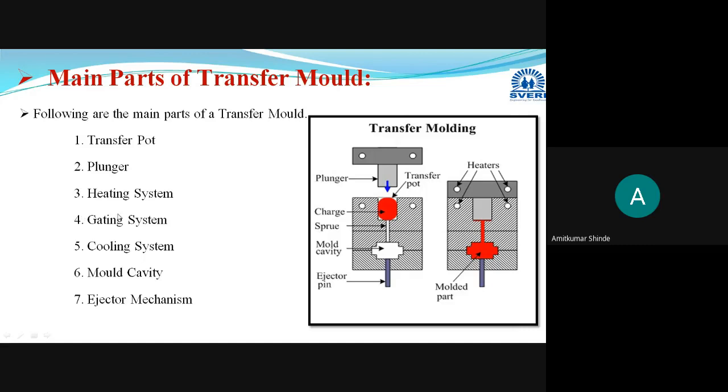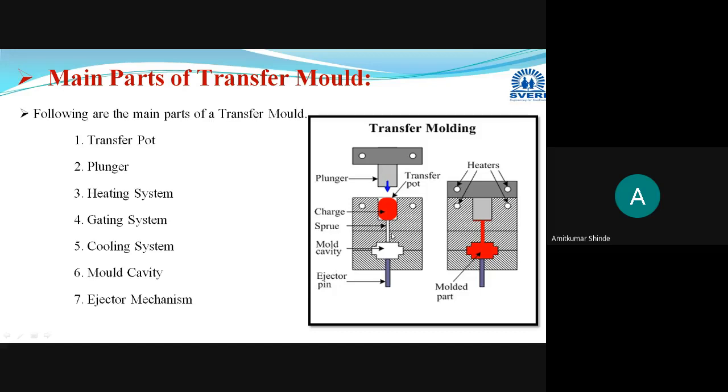Then the next part of the transfer mold is the gating system. The function of the gating system is to transfer the charge or preform from the transfer pot to the mold cavity. From this transfer pot, the raw material is transferred into the mold cavity, and this is termed the gating system. The gating system may consist of a sprue, or gate and runner, or sprue, runners and gates. Any combination can be used. Generally, we either use sprues, or we go for gate and runners.